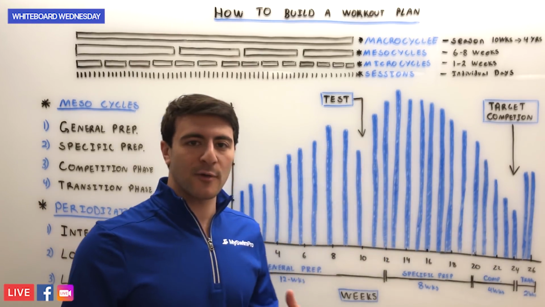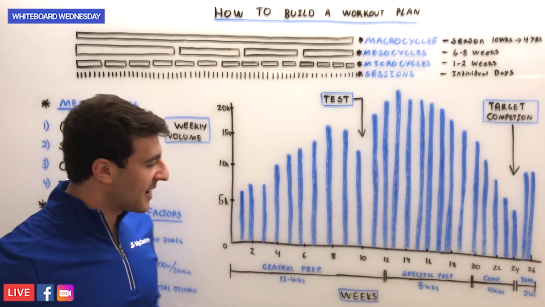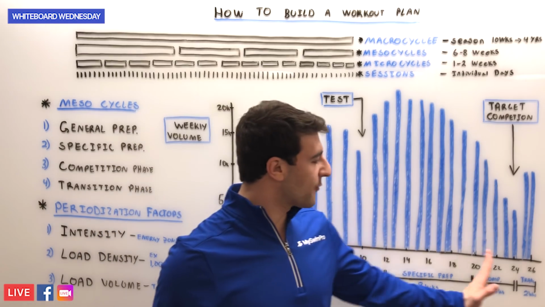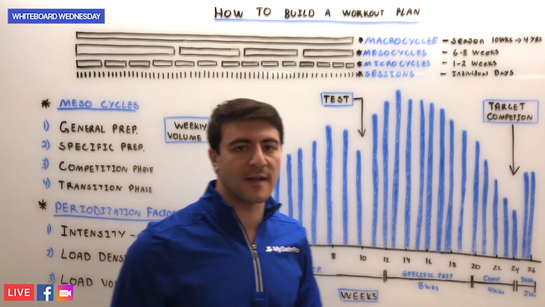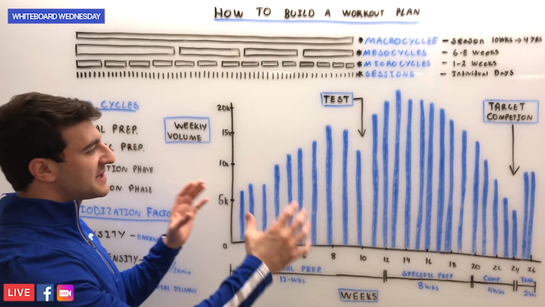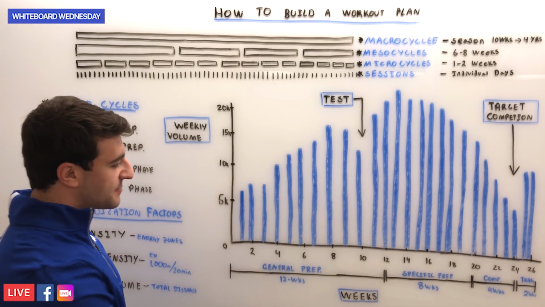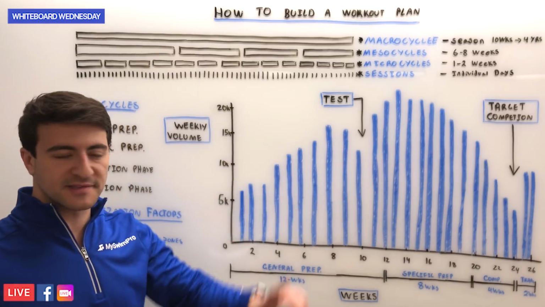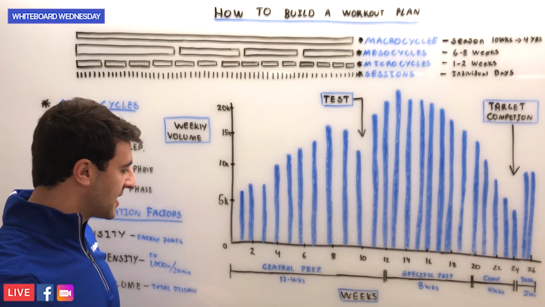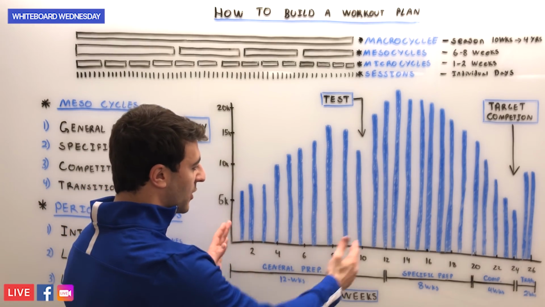So if we look at how this works on a graph, we have a target competition set 24 weeks away from where we are today. So this is a 6-month macro cycle. And this 6-month macro cycle is broken up into the different mesocycles. So the general preparation phase for this specific training plan is a 12-week window of time.